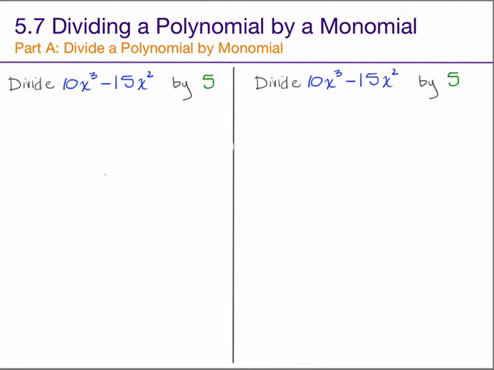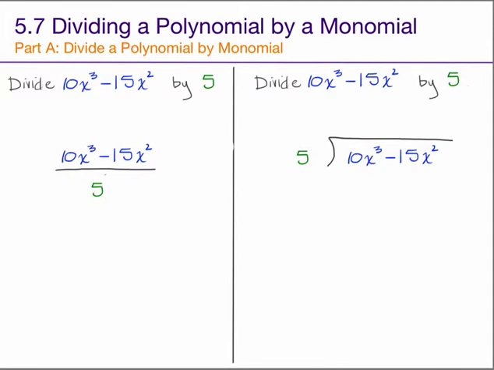Okay, here's our first problem. Divide the polynomial 10x cubed minus 15x squared by 5. This is the same problem twice. We're going to do it once by rewriting it as a fraction, and then we'll do it using long division. Remember what I said about canceling when there's a plus or a minus in the numerator or the denominator of your fraction. We can't just cancel this 5 with this 15. We have to cancel it with the 15 and with the 10. I can do that though.